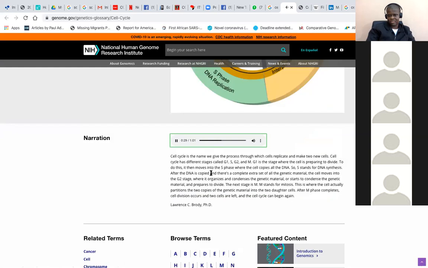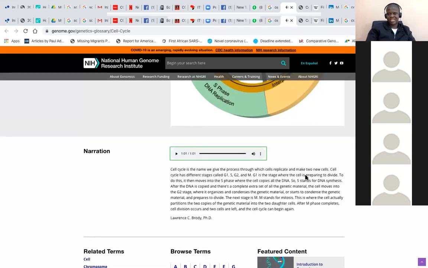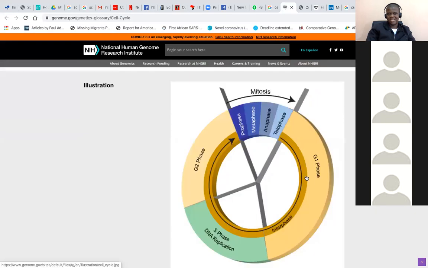After the DNA is copied and there's a complete extra set of all the genetic material, the cell moves into the G2 stage, where it organizes and starts to condense the genetic material and prepares to divide. The next stage is M. M stands for mitosis. This is where the cell actually partitions the two copies of the genetic material into the two daughter cells. After M phase completes, cell division occurs and two cells are left, and the cell cycle can begin again. So that is a nutshell of what the cell cycle is all about.